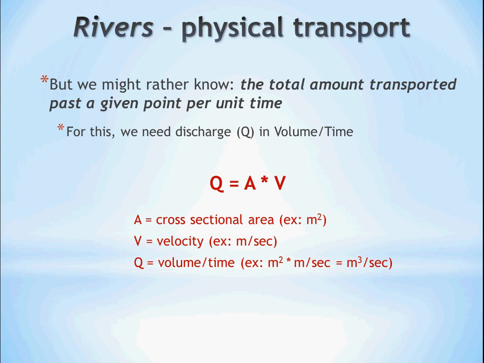For this, we need to know discharge in units of volume per time. And this is something that you've already dealt with in lab. I believe you've already had to use this formula. So discharge, we use Q, is equal to the cross-sectional area of a stream times the average velocity of that stream. So you end up with a volume of water per unit time, something like meters cubed per second.